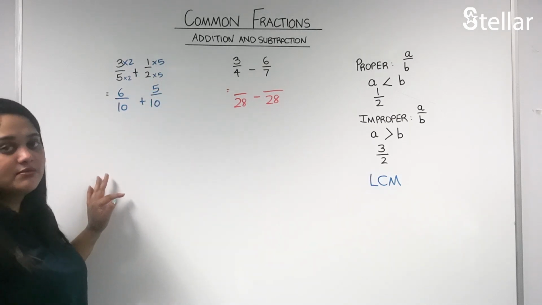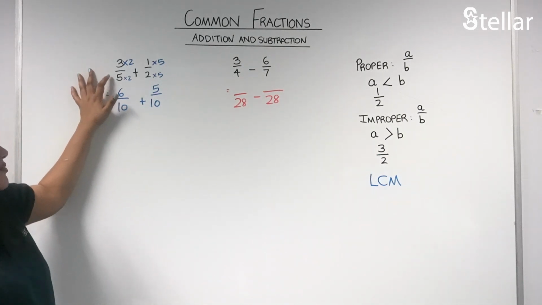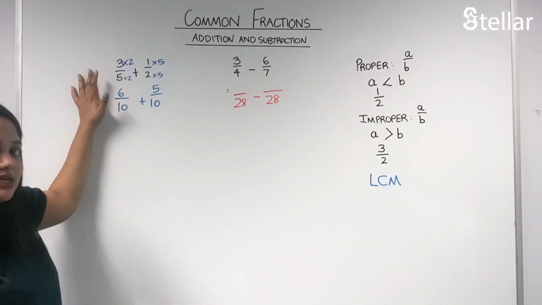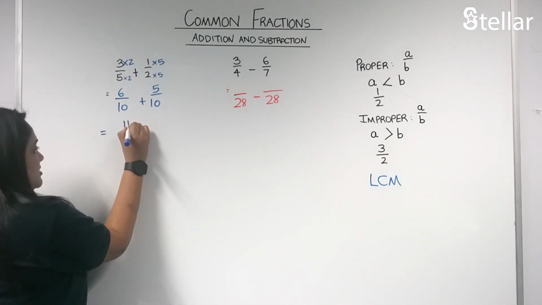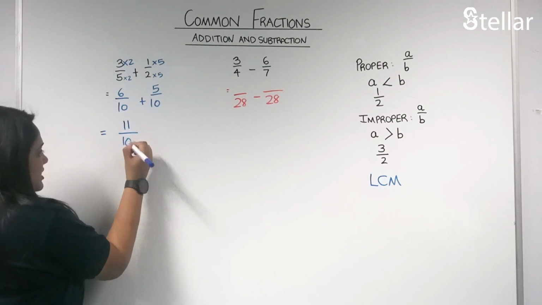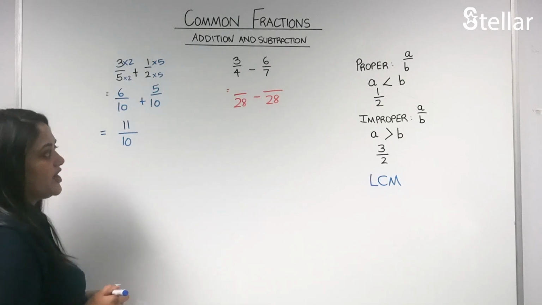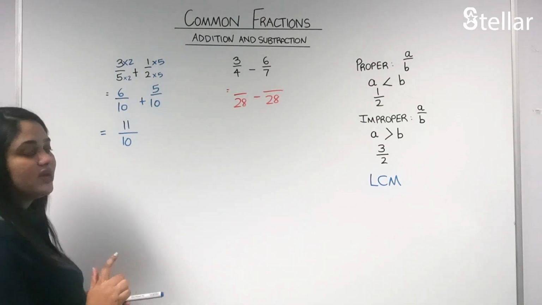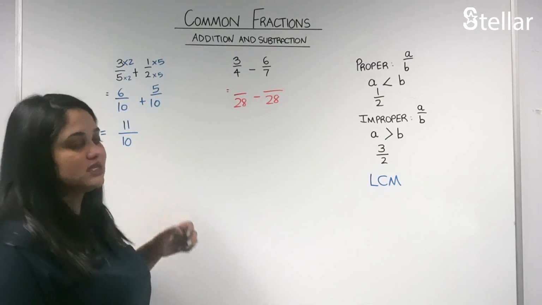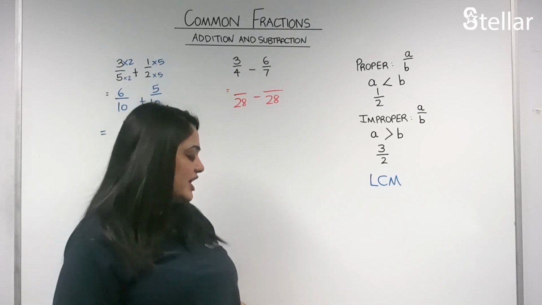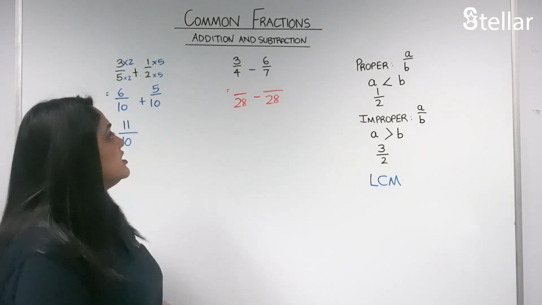Now I can add them because they have the same denominator. It's hard to add them when they do not have the same denominator. So here, 6 plus 5 is 11 over 10. I can't simplify it because there's no common factor between the two. 11 can only be divided by 1 and itself. So here, this is the simplest form of my fraction. So it's quite simple. Let's do subtraction.